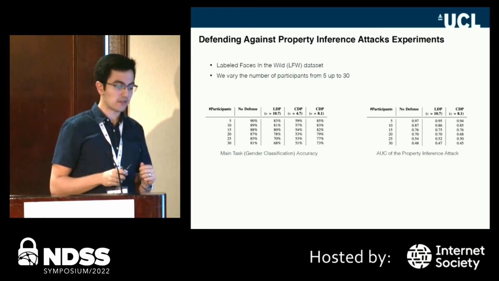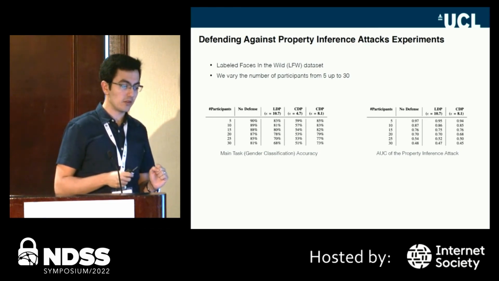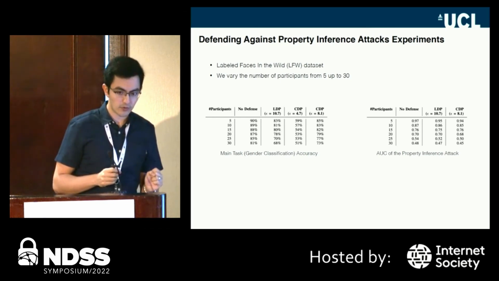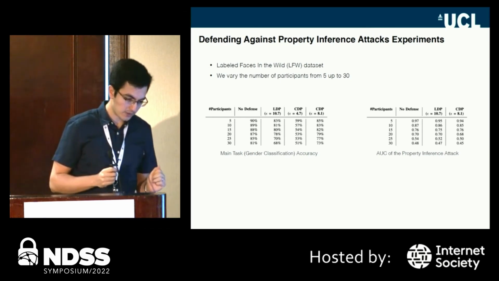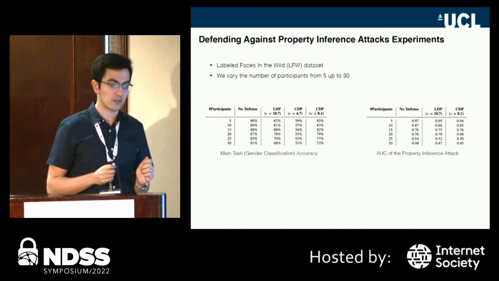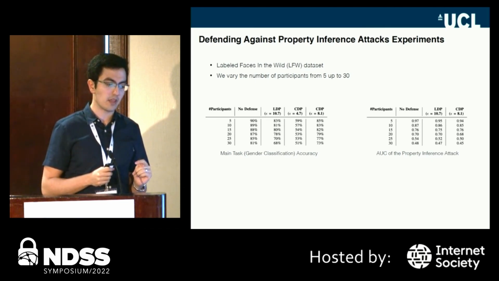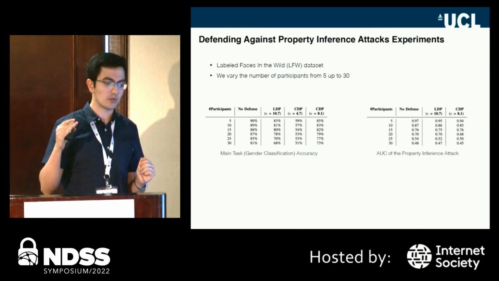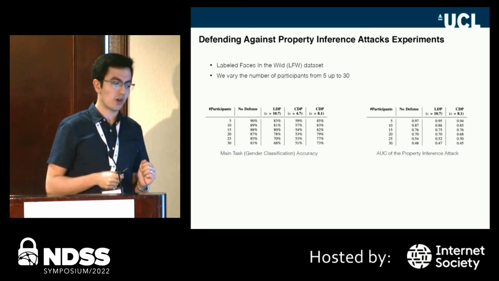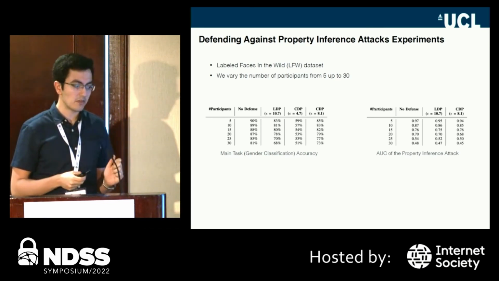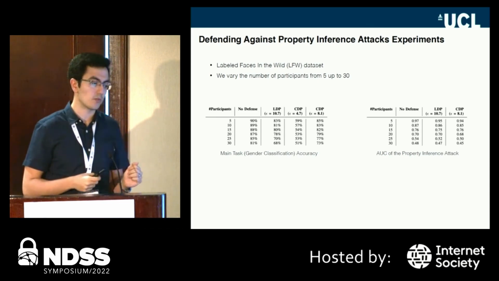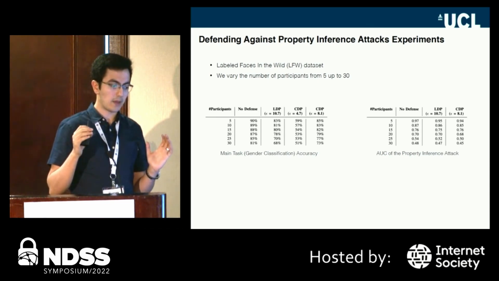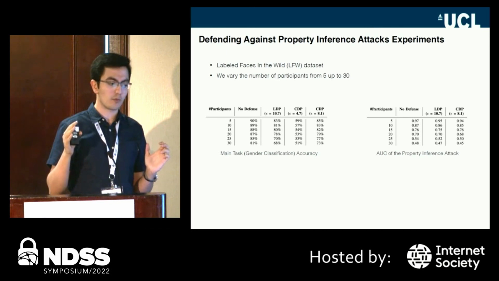For the property inference attack, we focus on the LFW dataset. The thing is that local differential privacy is not meant to defend against this attack, because you can have multiple records with that property that you want to infer. Central differential privacy is meant to defend against the attack, but for this specific task, and because of the complexity of the model, we couldn't defend against the attack and also make the model converge.